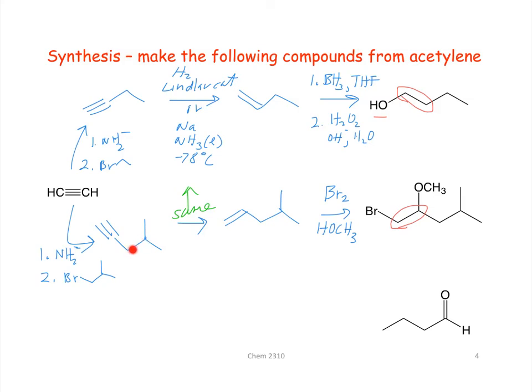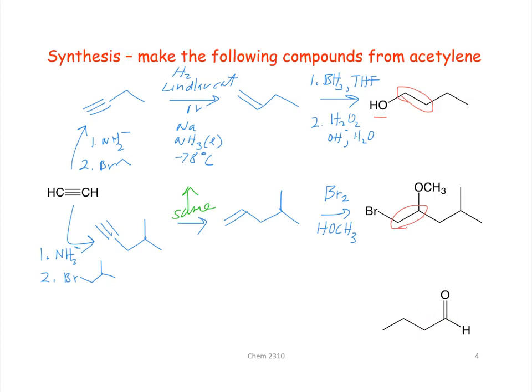We got 1, 2, 3, 4, 5. 1, 2, 3, 4, 5. We have the whole carbon chain. And then we have to start manipulating the functional groups. So then we're going to hydrogenate this or reduce it and then do this bromination reaction. Alright, what about this last one?